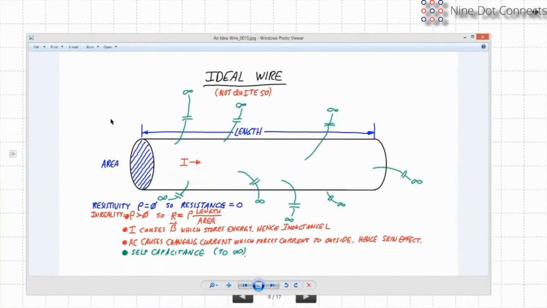Well, current through it causes a B field, a magnetic field which stores energy. Hence, this wire has inductance just by virtue of its length. So anytime you connect something through a length of wire, a length of conductor of any kind, you're automatically getting an inductance into it. Further, in green, you'll see something called a self-capacitance.